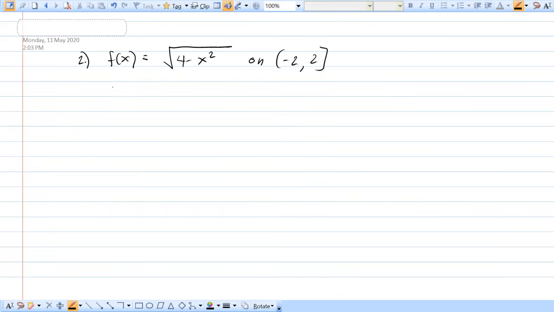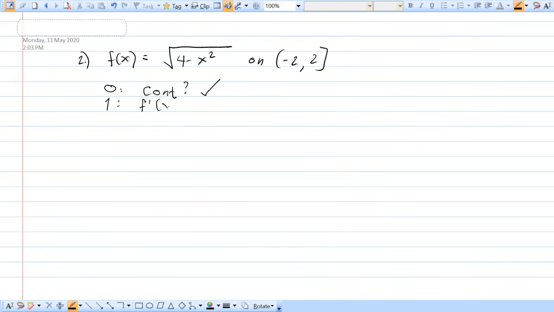Okay. So again, step 0 is to confirm if our function is continuous. Again, this is just an algebraic expression. Radical lang yan. So, ibig sabihin, continuous siya on its domain. So, check mo lang kung nasa domain ba itong interval na ito. So, yes.